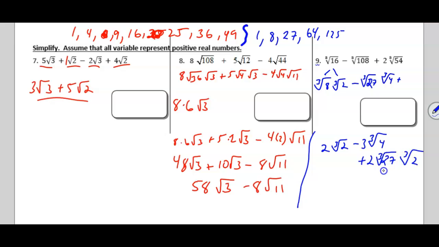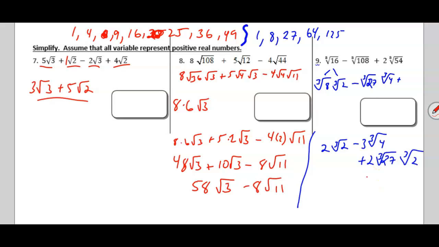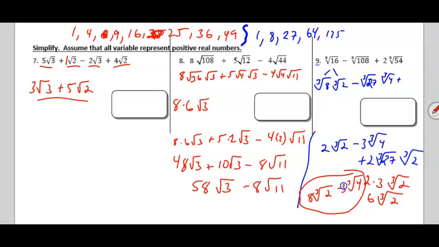So now the cube root of 27 is 3, so you have 2 times 3, cube root of 2. So anyway, I want you to see that you have this cube root of 2, plus this one if you simplify it all the way, 6 cube root of 2. So if I add those up, that's 8. So you have 8 cube root of 2 minus 3 cube root of 4. That's your answer right there.